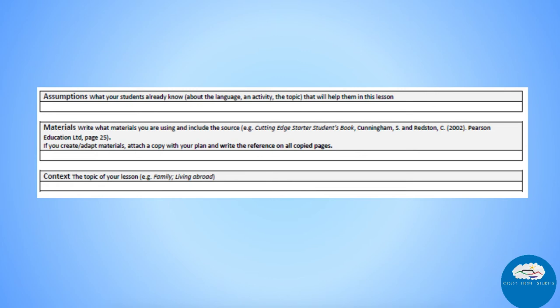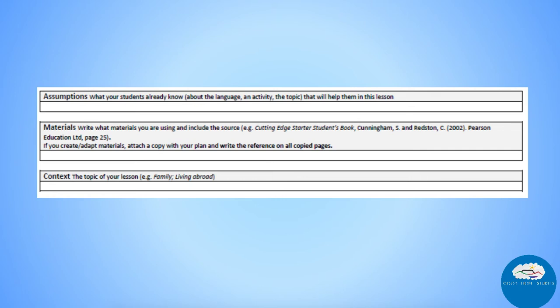The next section is assumptions. So this is what knowledge your lesson is based on. So you need to think about what your students already know that will help them in your lesson.